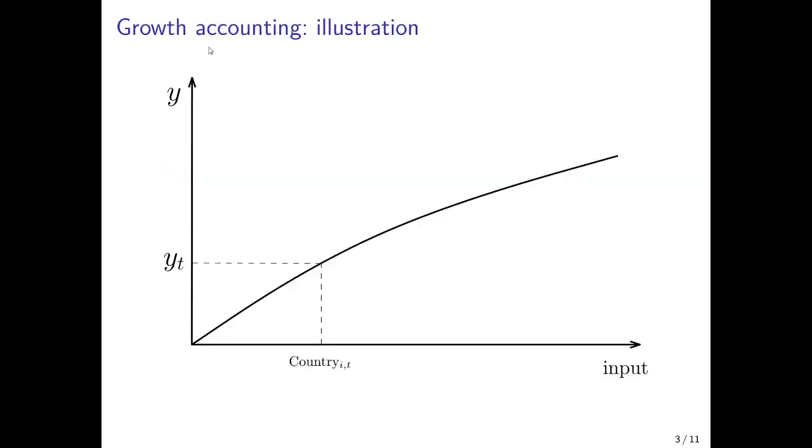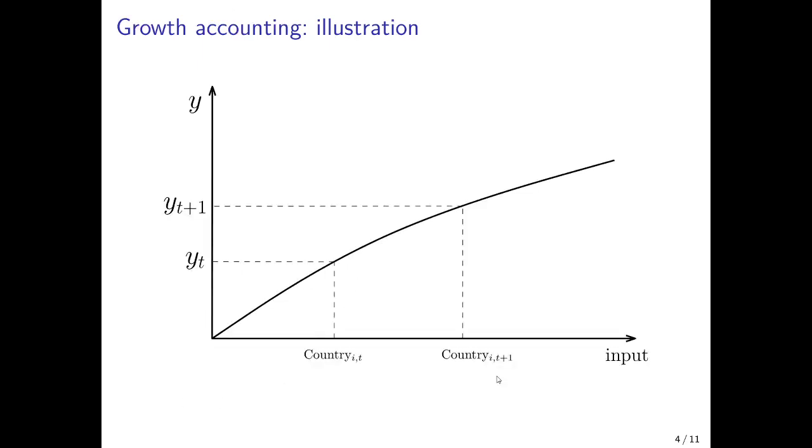As an illustration of the basics of growth accounting, we start with our standard concept of the production function. So we assume that output of a certain country at time t can be explained by the different components: physical capital, human capital, productivity, and so on. And we know already that the production function is typically concave. So if we increase one of the inputs, then this leads to an increase in output, but at a decreasing rate.